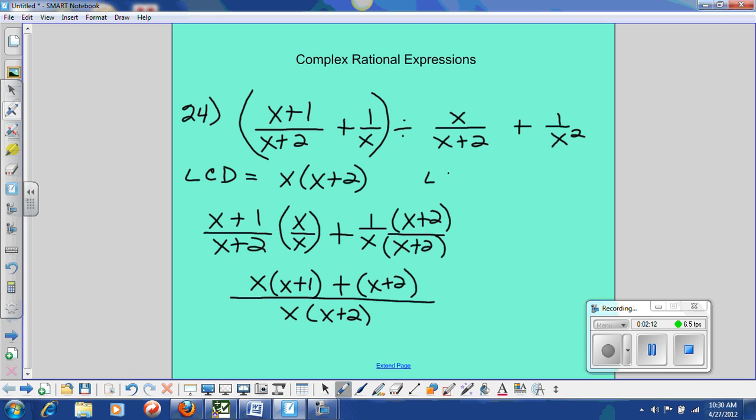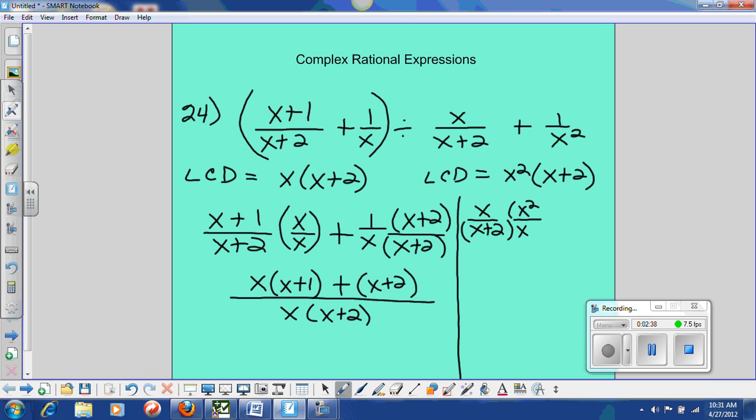Now let's look at our second side and do the exact same thing. Our lowest common denominator here is going to be x squared times x plus 2, isn't it? So once again, let me draw lines so we don't get confused with where we are. We're going to take our x over x plus 2, and what do we have to multiply that by to get our common denominator? That would be x squared over x squared. Then we take our 1 over x squared, and we're going to have to multiply that times x plus 2 over the sum of x plus 2.